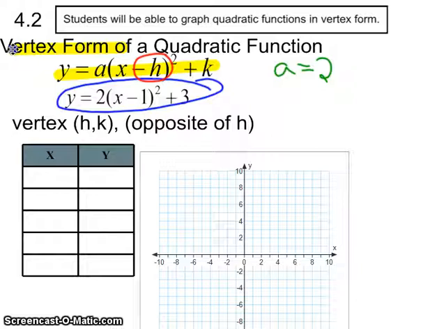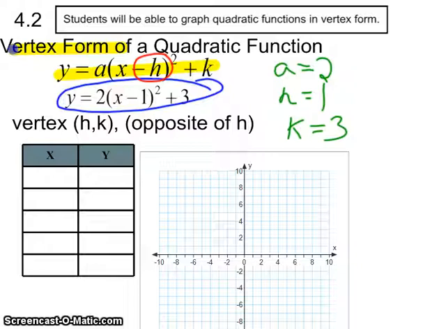of the H is telling you to change the sign you see. So when I ask you what's H, what would H be? 1. Positive 1. So we're taking the opposite of the sign when we pick our H. How about K? 3. All right, so the nice thing about vertex form is that this is the easiest method to graph a quadratic, okay?